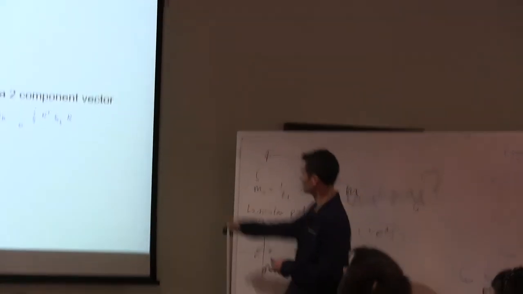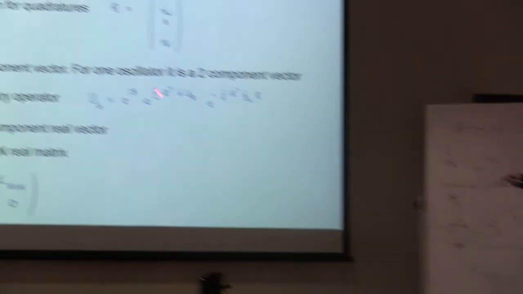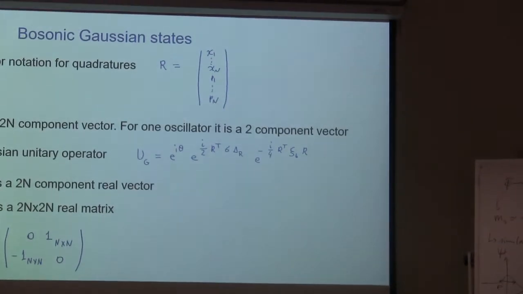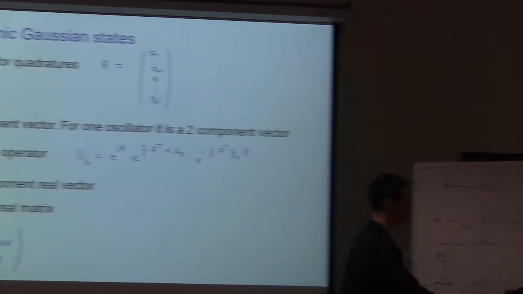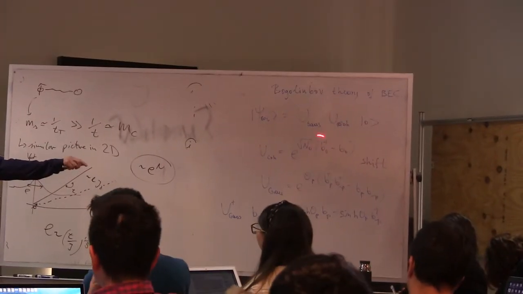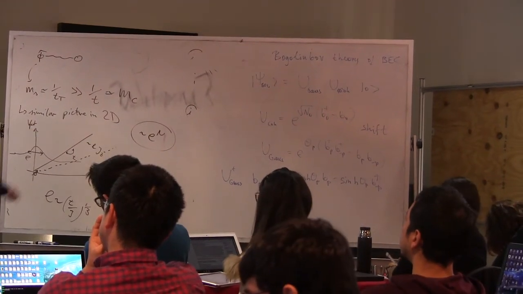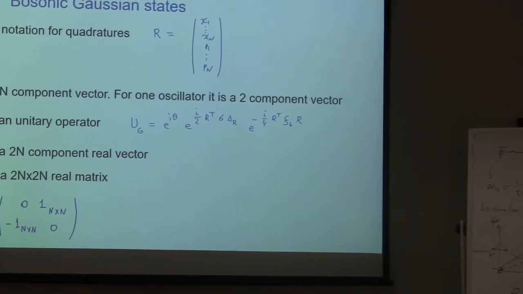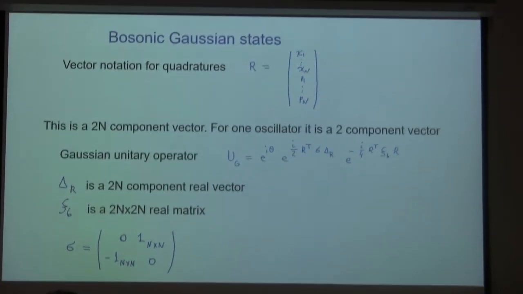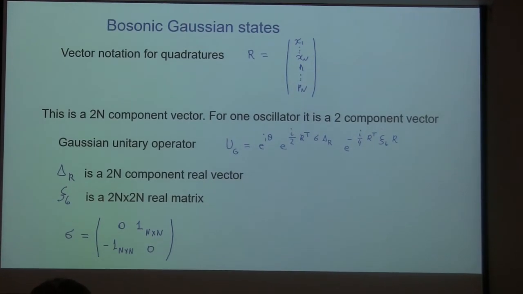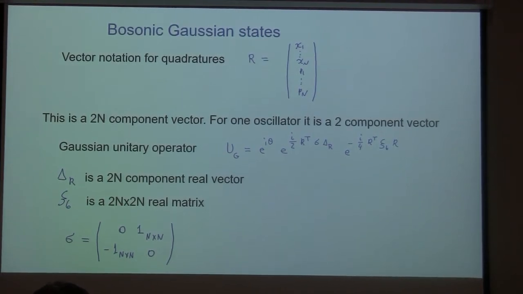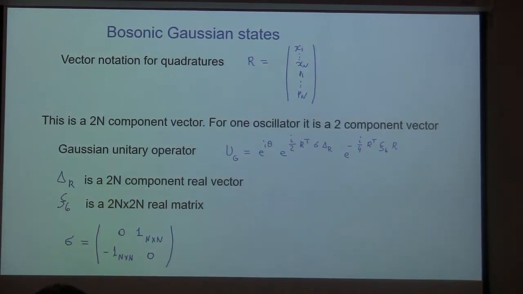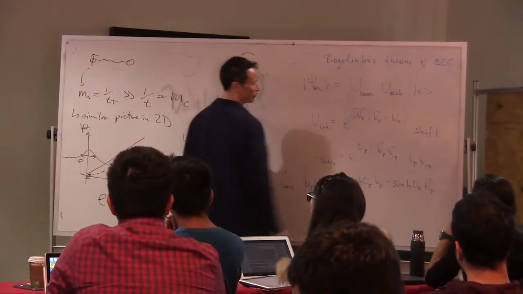You can see that this shift operator is linear in x and p, which means it's linear in creation and annihilation operators. So it's exactly like the coherent operator, where we have a single creation and annihilation operator inside the exponent. Then we also have a second piece, which is quadratic in this vector R. When it's quadratic, if I write it in terms of creation and annihilation operators, it will have b-dagger b-dagger, or b-dagger b. So this generalizes the Gaussian part of what we saw for the Bogoliubov wave function.